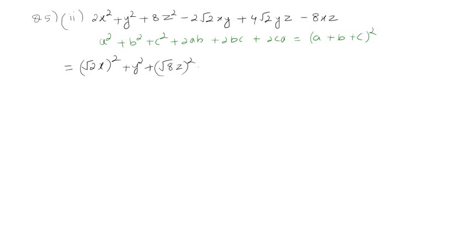So the next term is plus 2ab. This is a, this is b, 2ab, so this resembles this. Then plus 2bc, this one, because this one is b, this one is c, so I have written directly here. And 2ca.